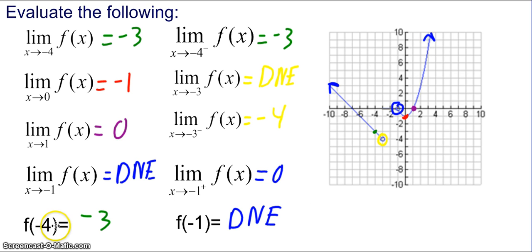So remember, this is not a limit now. This is saying what is the function value at -4. The function value at -4 is -3. What is the function value at -1? The function value at -1 does not exist. Now, I want to point out, let's say that the function value had existed. So let's say that was a filled-in circle here. f of -1 would have been 0, but the limit as x goes to -1 would still not exist, because from both sides it would still be approaching nothing.